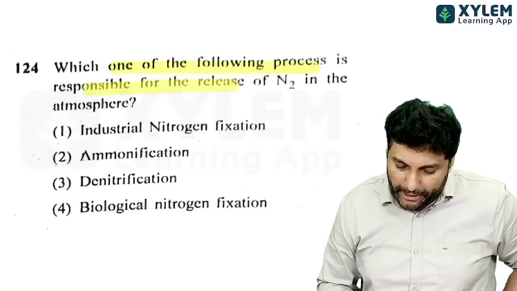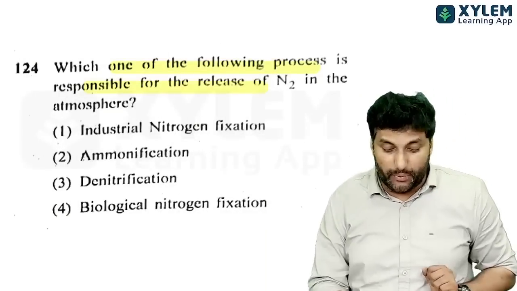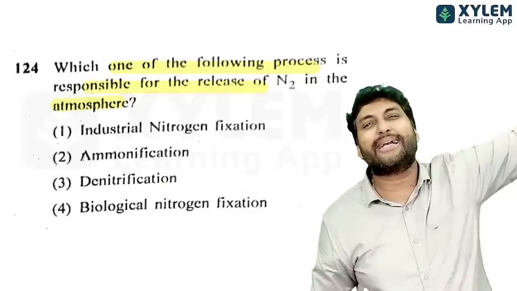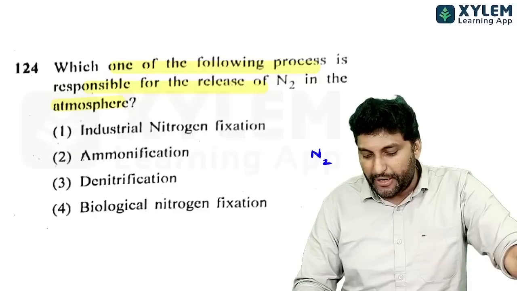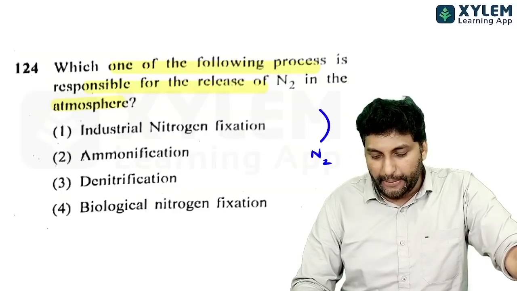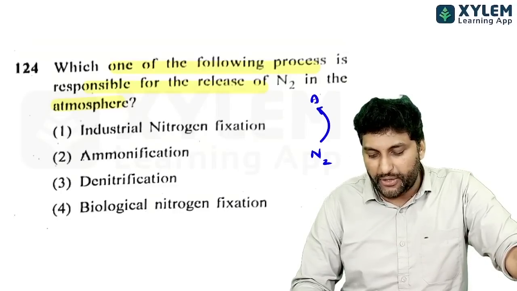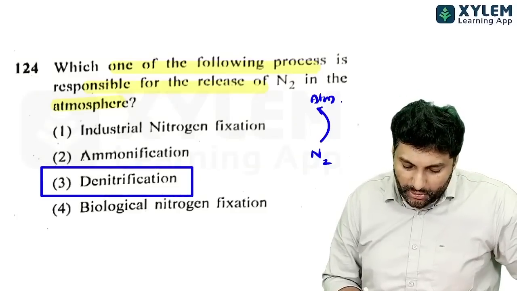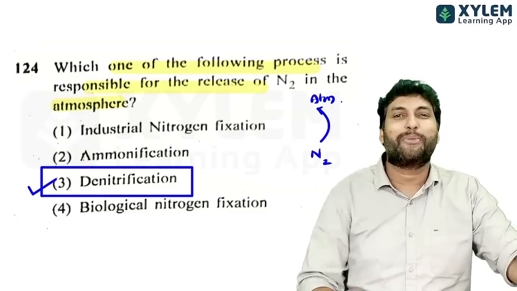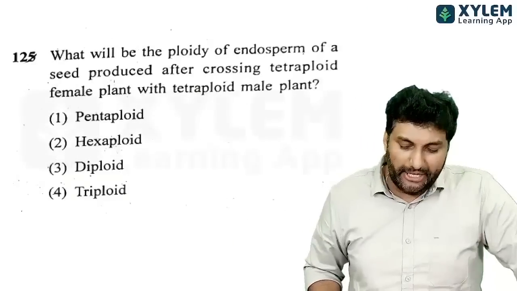So let's move to the 124th question. Which of the following processes is responsible for the release of nitrogen back into the atmosphere? The question is nitrogen from the soil back into the atmosphere. So this process is known as denitrification. So the right choice goes to number 3.